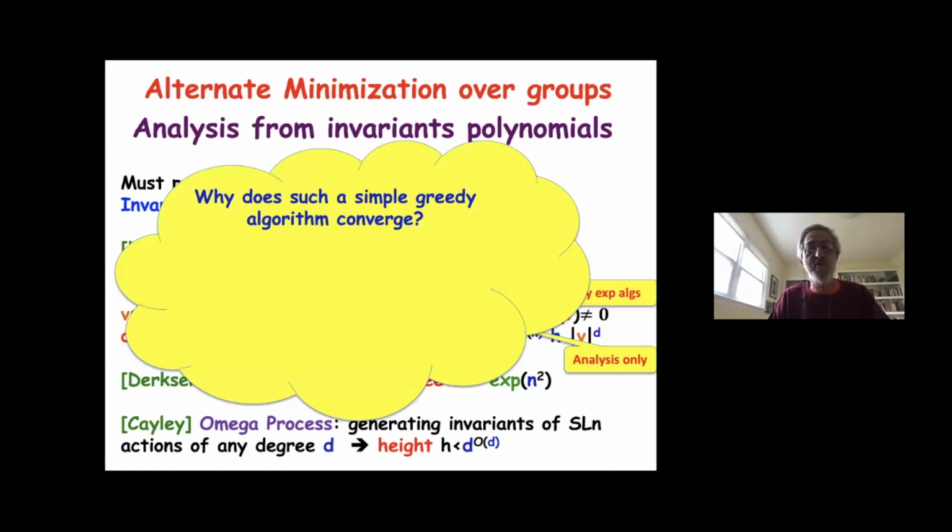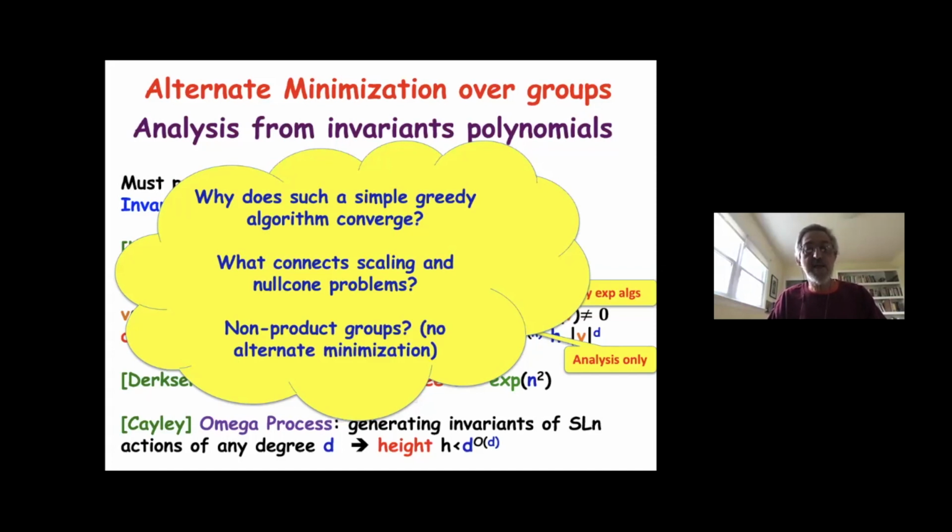I told you these are non-convex problems, and I gave you the algorithm. It's a very simple, greedy algorithm. How come it converges? There must be a reason. So we'll answer this. I promised to tell you what these scaling problems are exactly. And the last thing is, what do you do if you have some group action that doesn't come very nicely equipped with a partition, and does not support alternate minimization? So we'll see what to do about that as well.